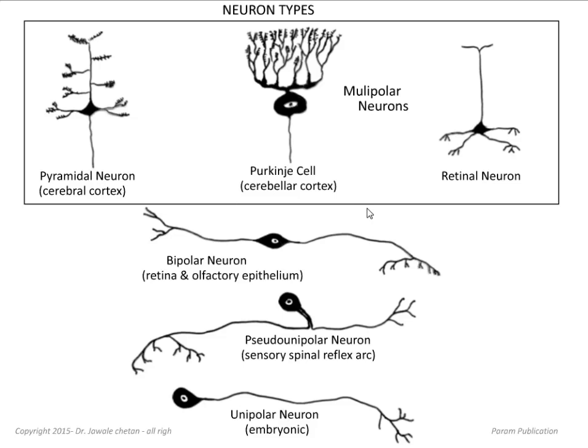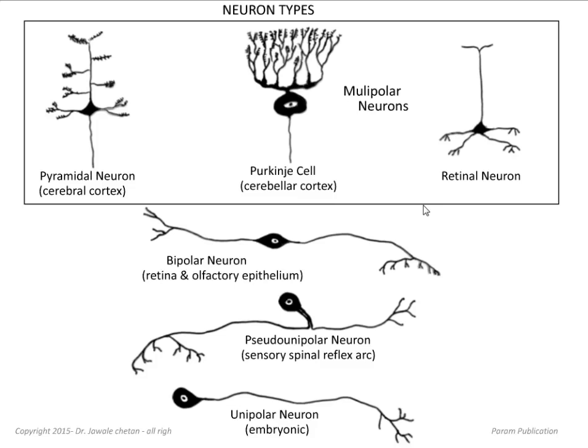The cyton of multipolar neurons are located in the gray matter of brain and spinal cord. In Golgi type 2, the cells are confined to the central nervous system, but the axons of many neurons of Golgi type 1 form the motor components of spinal nerves and of certain cranial nerves.